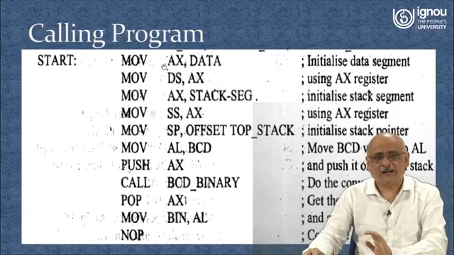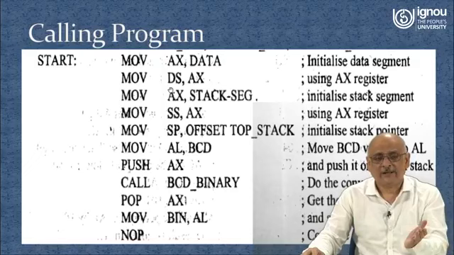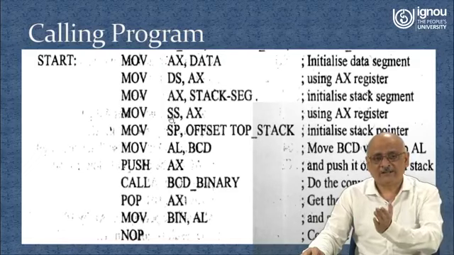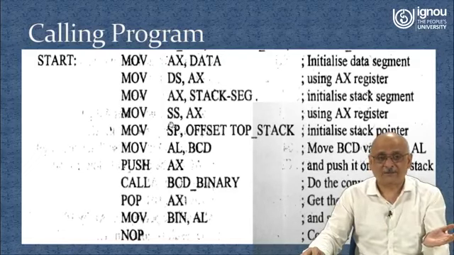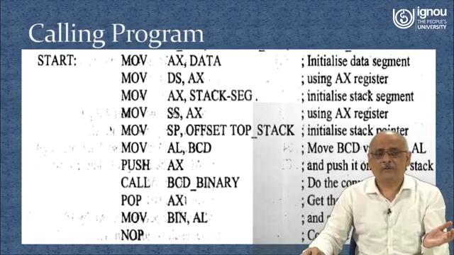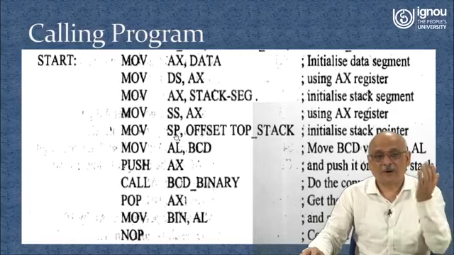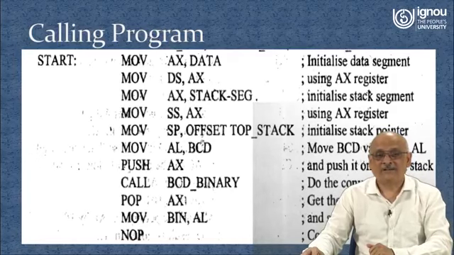Within the calling program, these are simply the initialization of the data segment, which you already know how to do. Then we will be initializing the stack segment, which we discussed before. How is data segment initialization and stack segment initialization different? The only difference is that in the stack segment initialization, the stack pointer is also initialized, right, to the top of the stack. Alright, so this is how the stack pointer and stack segment work.